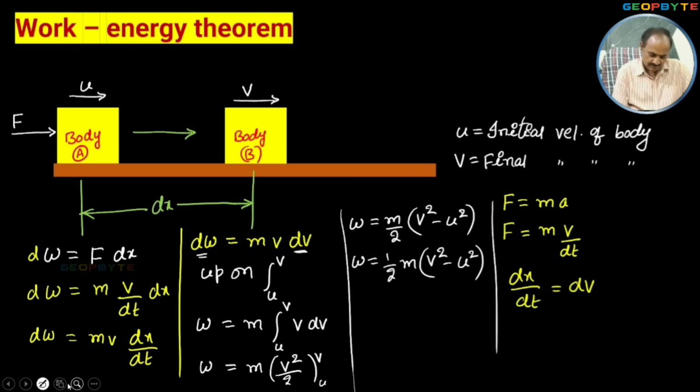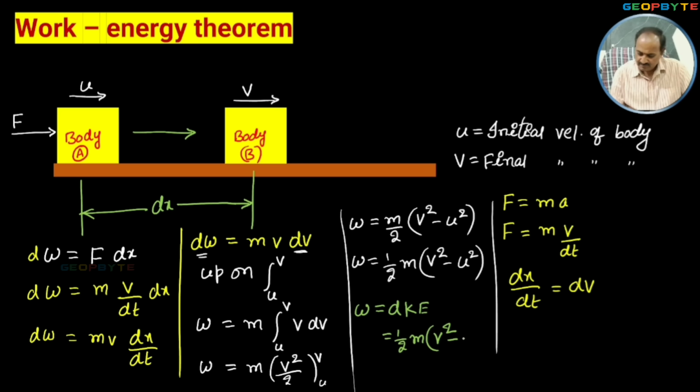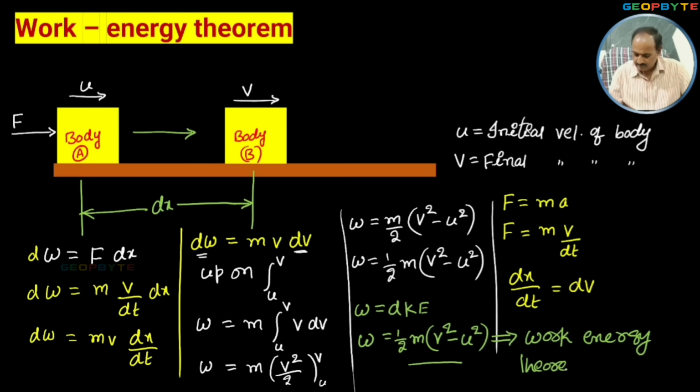From this I can say that work equals the change in kinetic energy. That change in kinetic energy equals half into m into the square of the final velocity minus the square of the initial velocity. So this particular equation or theorem is called the work energy theorem. Understood clearly?